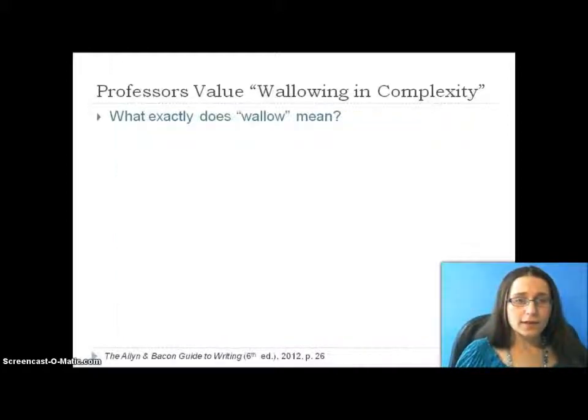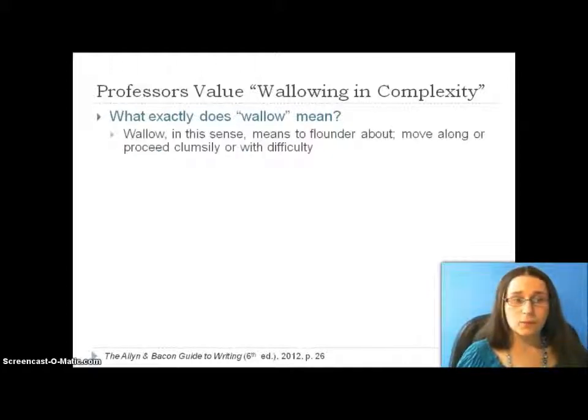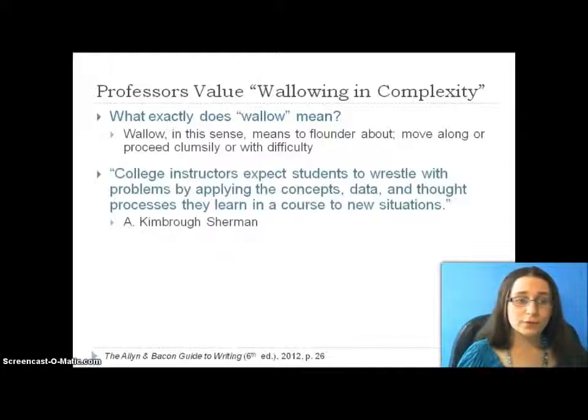So let's look at a few points about how we can really make our topics more complex. In Chapter 2 in the Allyn and Bacon Guide, we refer to wallowing in complexity. So we want to start with, well, what exactly does wallowing mean? It literally means to flounder around or to move about or to proceed clumsily or with difficulty, which I know doesn't exactly sound like something worthwhile, but by going through this process, we're ultimately able to show that we've really thought through arguments, and we're able to create well-supported arguments. And that's really what college professors are expecting.